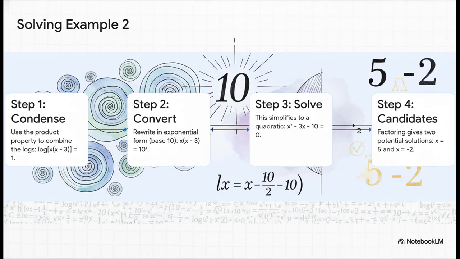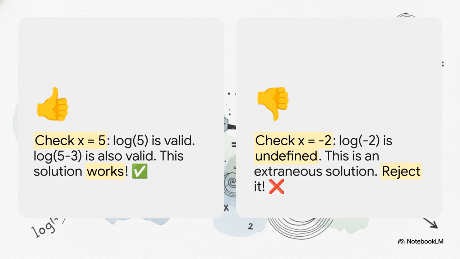For steps 3 and 4, we just solve. We distribute the x, which gives us a quadratic equation. We get everything on one side to equal 0, we factor it, and bam, we get two potential solutions, two candidates, x equals 5 and x equals -2. And this is where that golden rule saves the day. It is so important. We've got to check both of these potential answers.